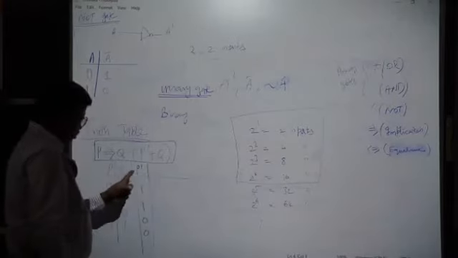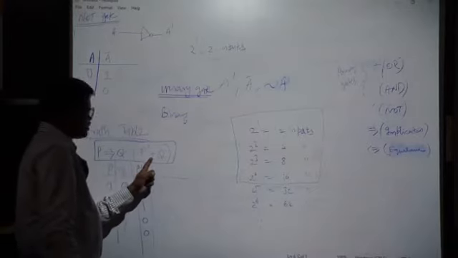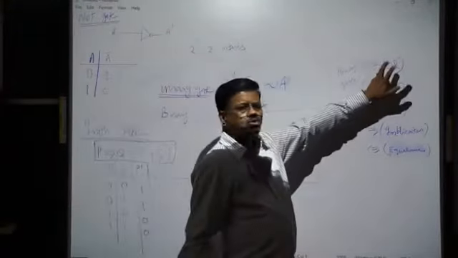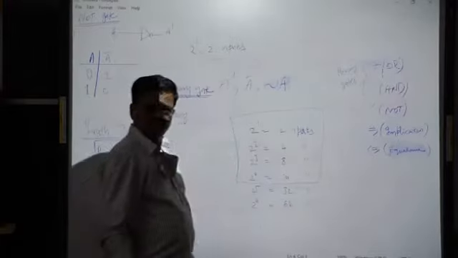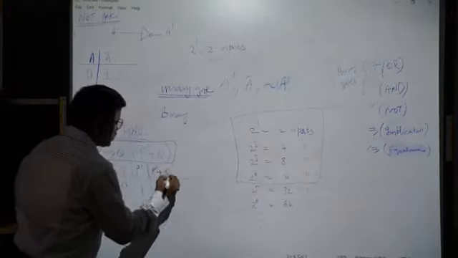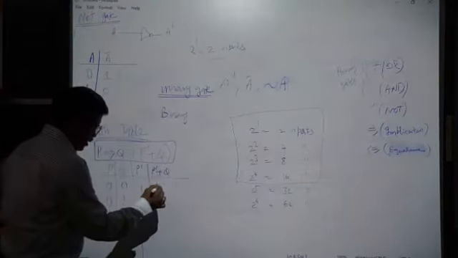Do you have a Q? I have a P complement. I have a Q. These two need to be connected by a plus symbol. Plus indicates what? Or. P complement plus Q. 1 plus 0 is 1.